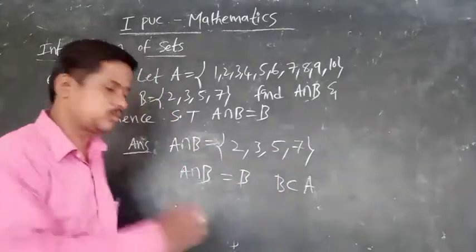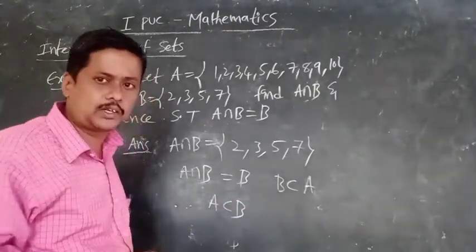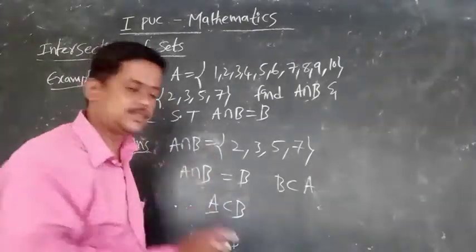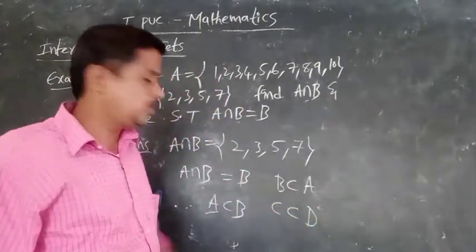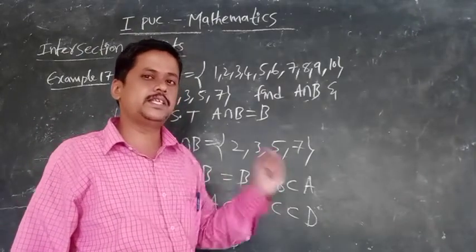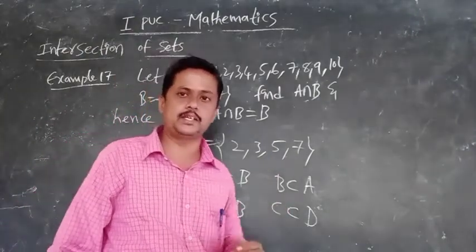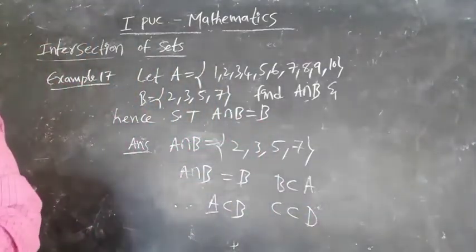Suppose A is a subset of B. Then A intersection B is equals to what? It becomes A. Similarly, C is a subset of D. So C intersection D is what? C. Understood or not? This is one of the CET concepts. You have to learn this also. So this is Example 17.